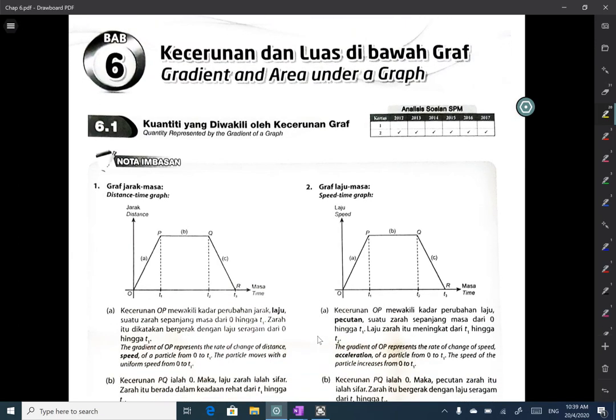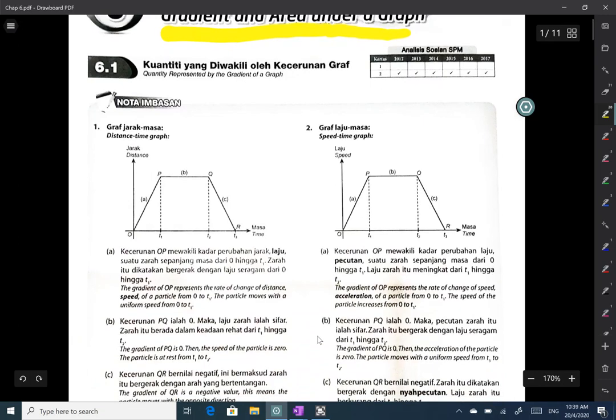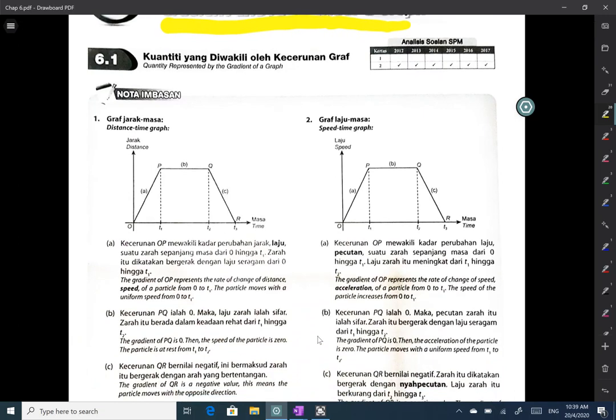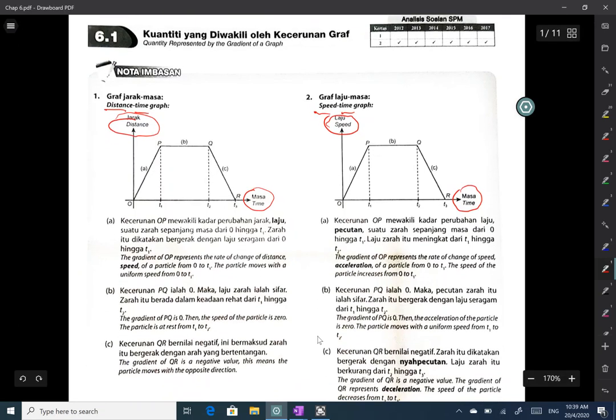Today we learn chapter 6, gradient and the area under a graph. We have two types of graph. One is the distance versus time graph, where this is time and this is distance. The second graph is speed versus time. Okay, we look at the distance versus time graph first.